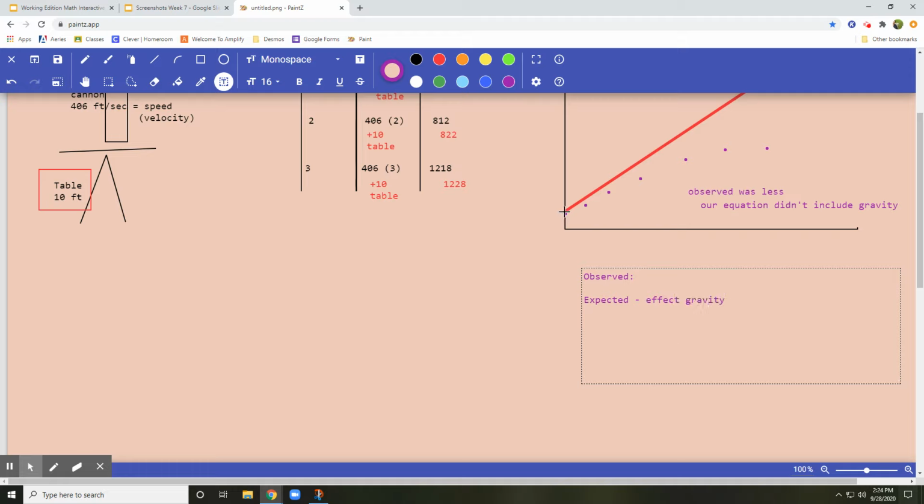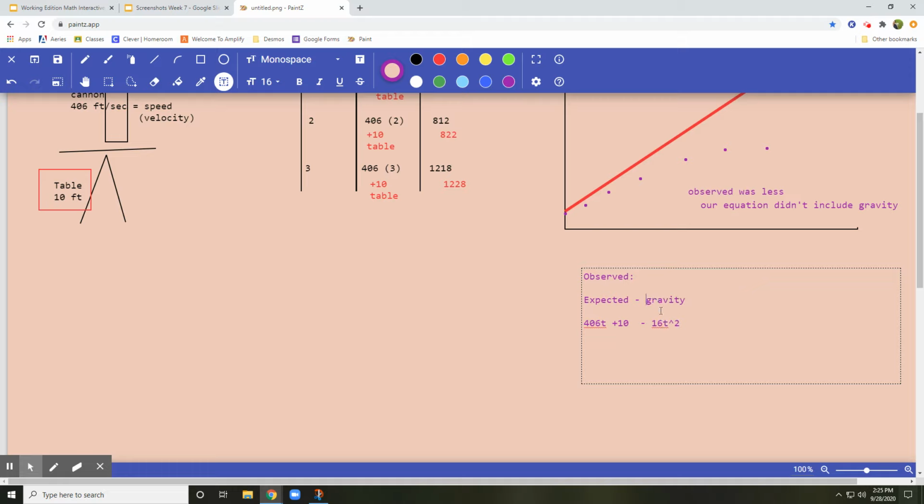So we have to subtract gravity because the cannon is shooting upwards, but gravity is pulling it downwards. So gravity is negative because it's pulling it downwards. What we found was that 406t plus 10 was our expected equation. And then we subtracted 16t squared, which was the result of gravity, right? This is the effect of gravity on it.